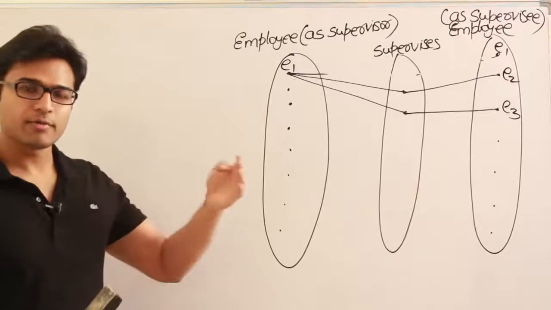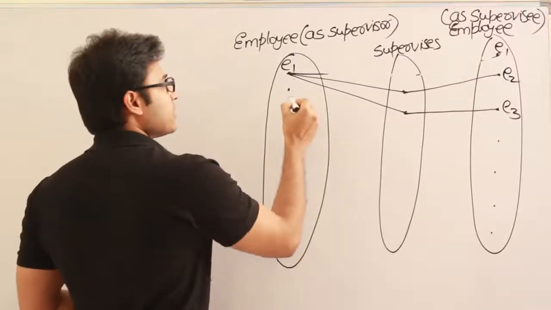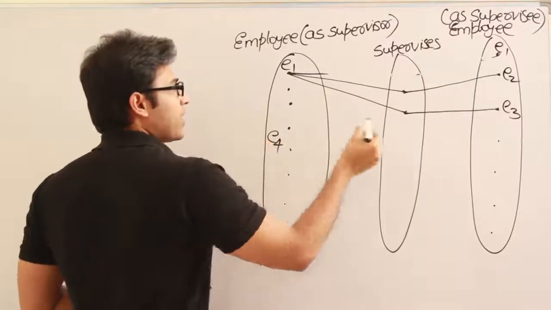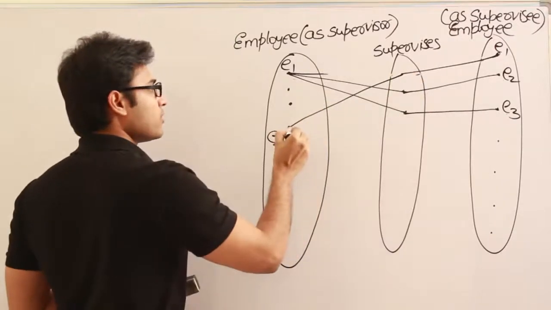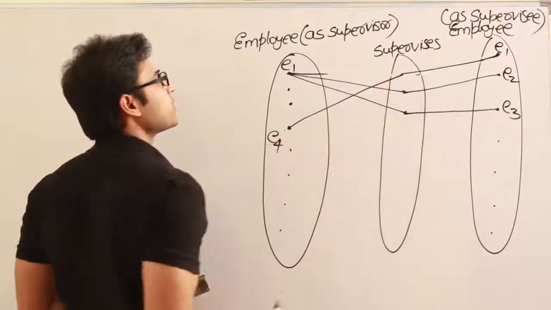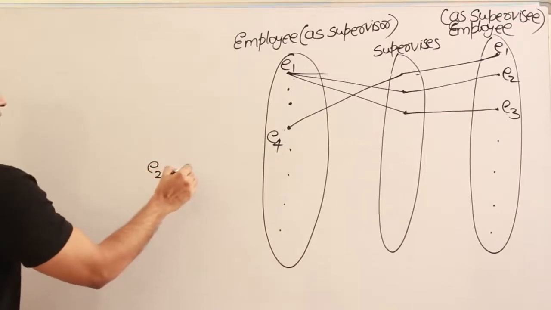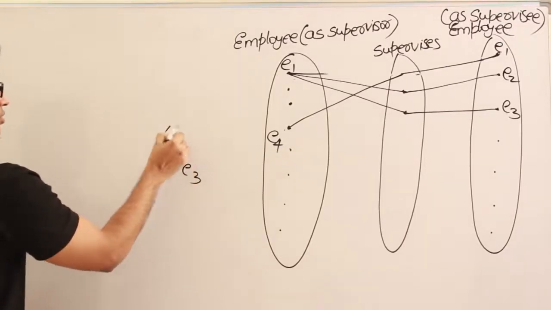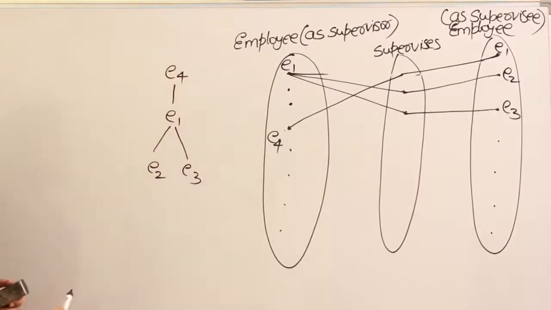If you want employee number 1 also to report to someone, let us say somewhere there is E4, and employee number 1 reports to E4, or E4 supervises E1. Then how is the relationship here? See this: E2 and E3 are reporting to E1, and E1 is actually reporting to E4. Are you understanding this?